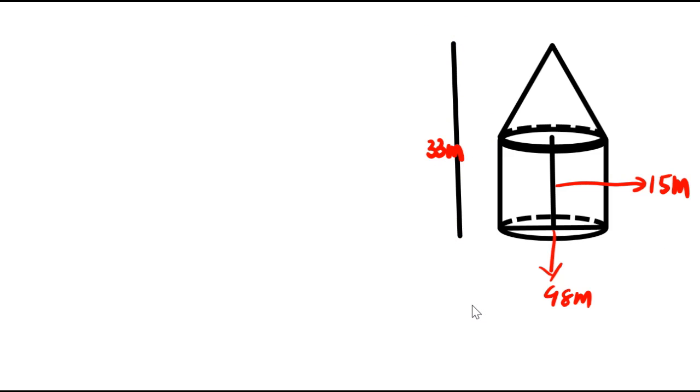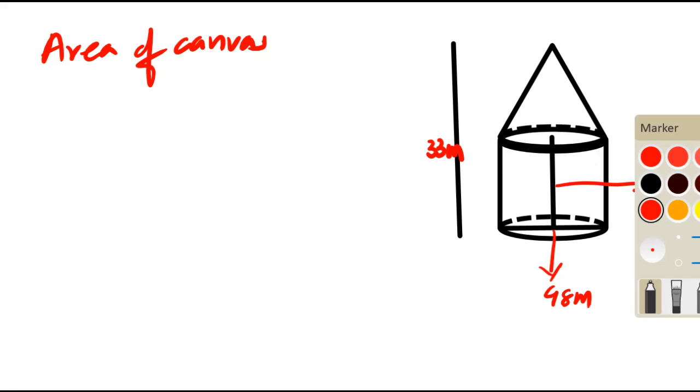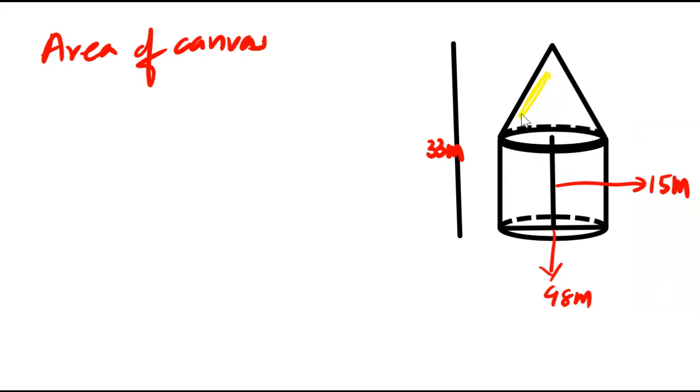Good. Find the area of the canvas required to make the tent, and also find the volume of air in the tent. So you are asked to find the area of canvas required to make the whole tent. So naturally, we know that the canvas will be required in all these places. Here it is compulsory because there should not be light and rain coming in. This also, the lateral surface also. Then there is no need of canvas at the floor.